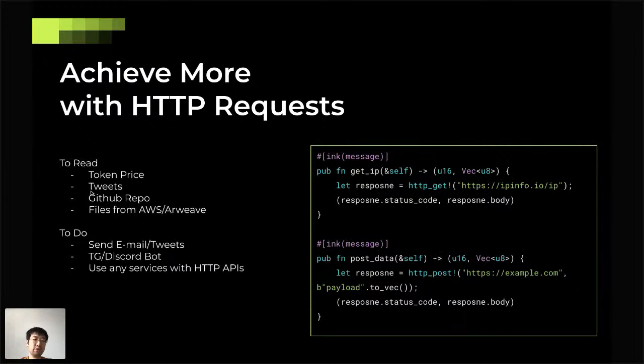And it can be used to read some data from a website, like token price, like the tweet contents which someone has published, like the GitHub repo, or any other files from a storage solution like AWS and Arweave. And also you can do something with it, like send an email, send a tweet, and you can let your Telegram bot send something, and also any other service with HTTP APIs.